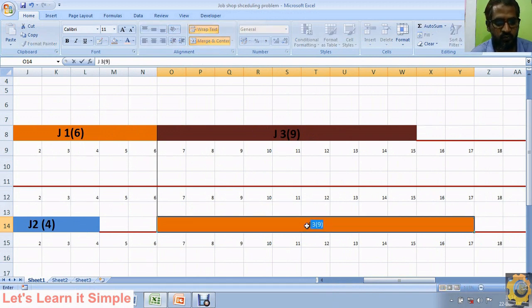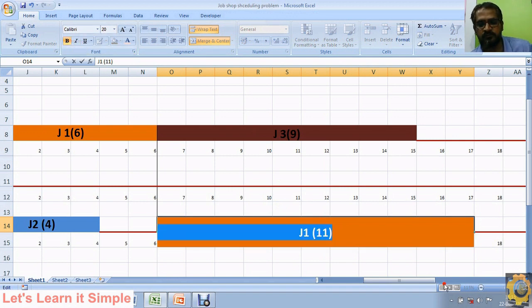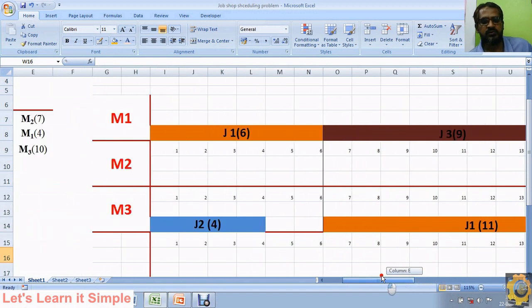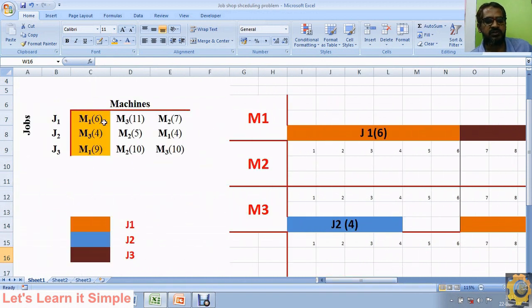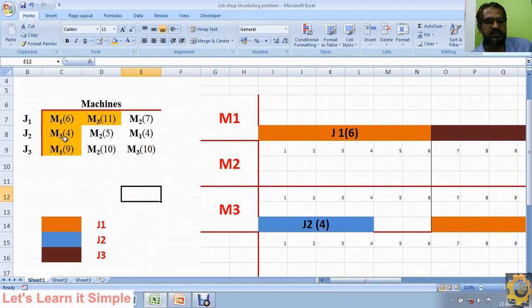This is job 1 on machine 3 with a time unit of 11. So job 1 on machine 3 with a time unit of 11. This is also done. So let me highlight this as well. Now next, job 2, after it is processed in machine 3, it needs to go to machine 2.